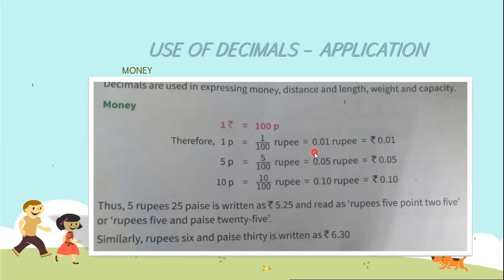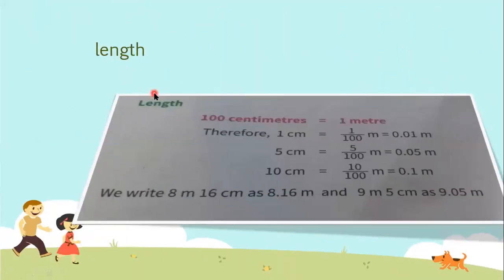Next is length. So now we have seen money, and let us see how you will do it in length. We know that 100 centimeters equals 1 meter. So therefore 1 centimeter equals 1 by 100 meter. So you will get this as 0.01 meters. Next, 5 centimeters is 5 by 100 meters, 0.05 meters. 10 centimeters means 10 by 100 meters, 0.1 meters.